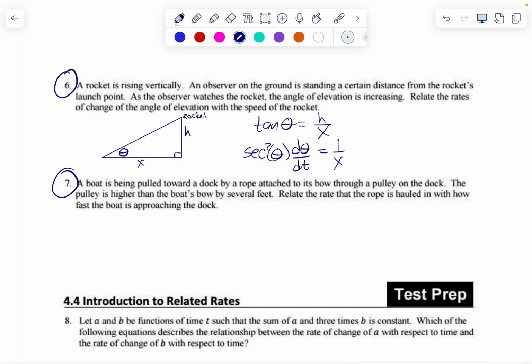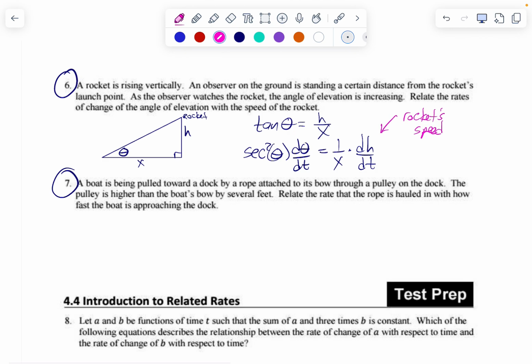Okay, x is constant, meaning this guy's not going to walk closer or farther away. So 1 over x, and then dh dt. So now we have a relationship between the change of the angle and the rocket's speed. Everybody see that? In fact, on yours, maybe note that this is the rocket's speed.